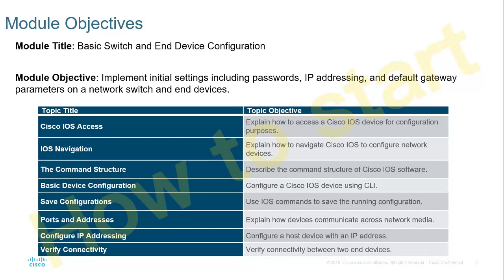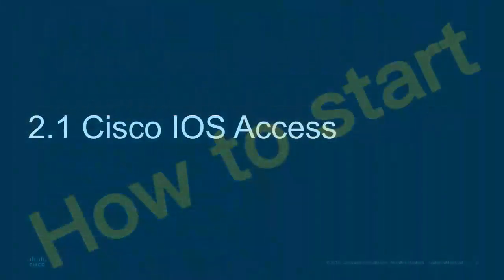So we have a lot to cover in this chapter, but most of this is going to be basic layer 2 and basic navigation of the devices. So let's go ahead and jump right in. First section is Cisco iOS.